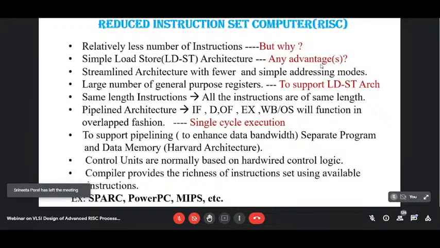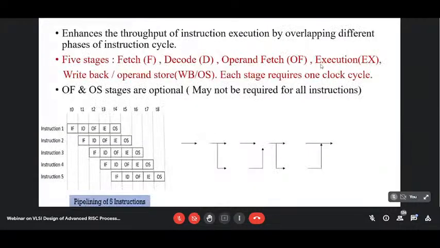But to support pipelining, all the instructions should take an equal amount of time for instruction fetching. If some instructions are 2 bytes and some are 3 bytes, then the instruction fetch time will vary. To maintain that synchronicity, if all the instructions are of the same size, then there should not be any problem. That's why in the RISC architecture, since it is a pipeline architecture, all the instructions are of the same size.